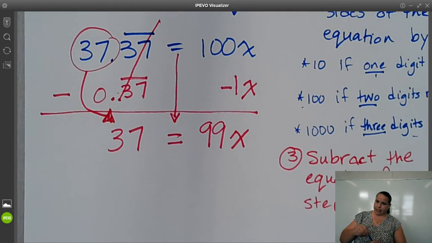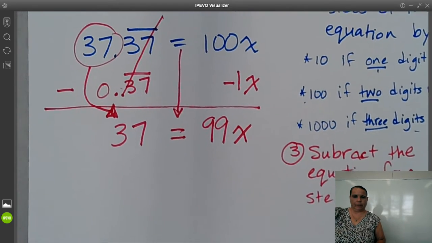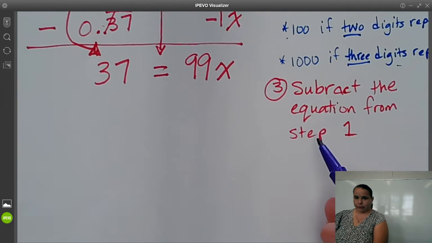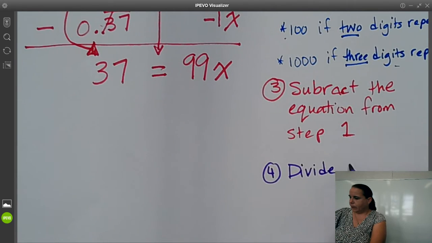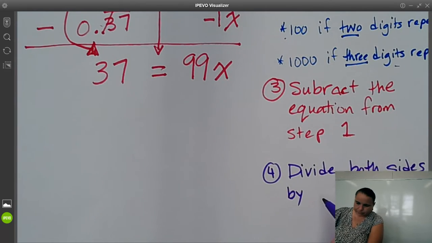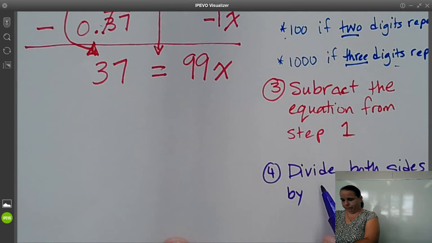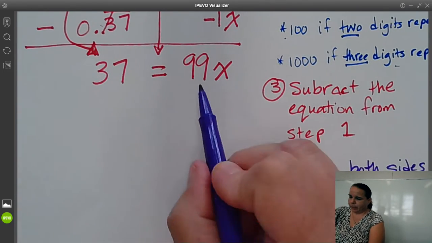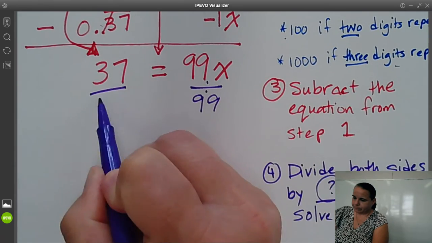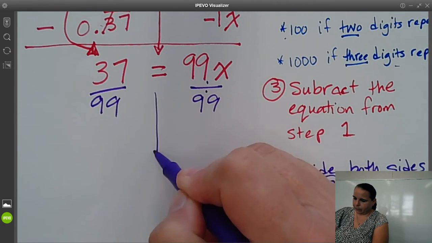Our final step, the very last step here, is then we just need to solve for x. So we're going to divide both sides by whatever number is in front of the x. Whatever that is, you're going to divide both sides by this to solve for x. So we're going to divide both sides by 99, and then we're just going to rewrite that.